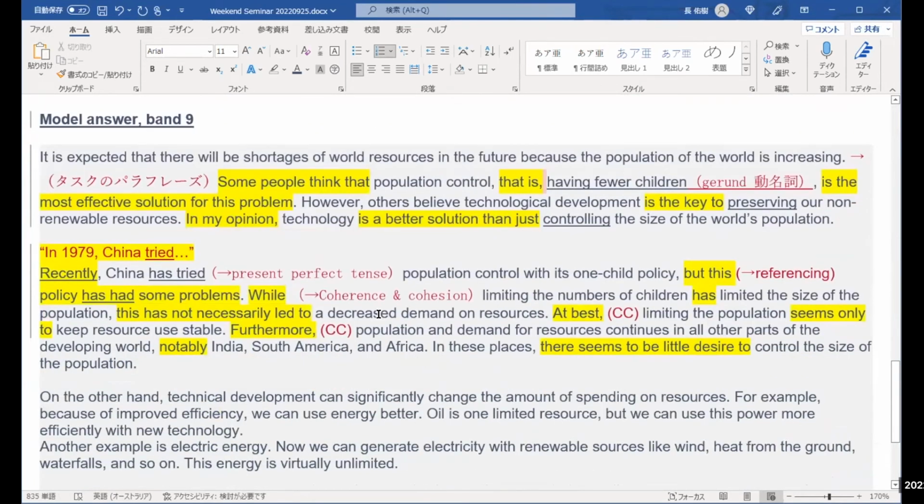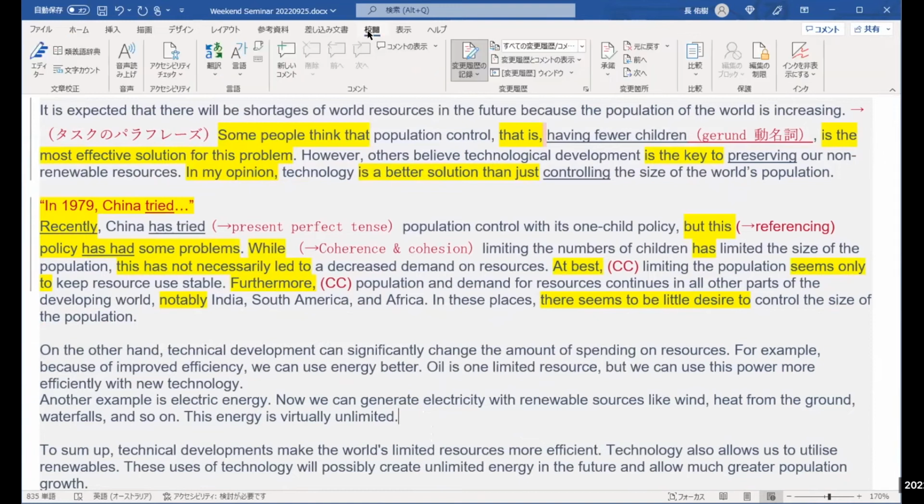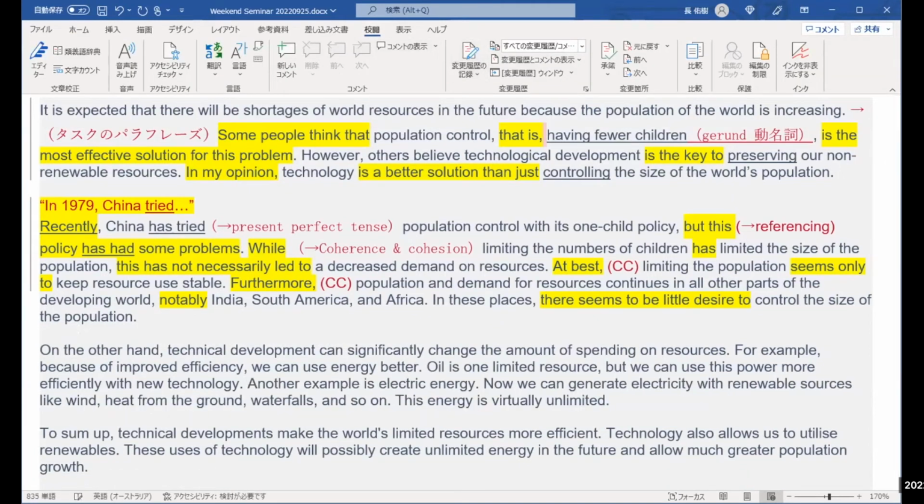So the rest of that essay goes on in a predictable manner. The third paragraph looks at the other view. On the other hand, technical development can significantly change the amount of spending on resources, for example, because of improved efficiency, etc., etc. You can read that for yourself. I don't need to really go into that myself, I don't think.